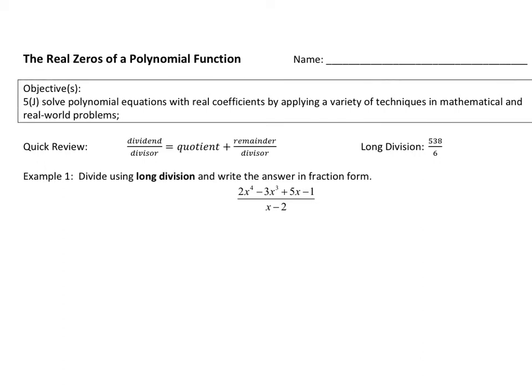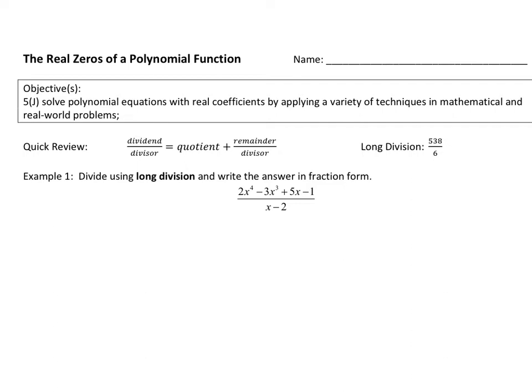Since we're diving into polynomials, we need to take a deep dive into how to find the zeros of a polynomial function. Today's lesson is going to focus on the real zeros of these polynomial functions, and our next lesson will talk about the complex zeros of a polynomial function. So before we really begin this in earnest, we need to review some division rules.